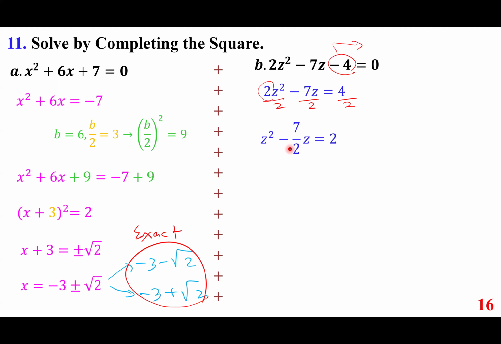We are going to divide it by 2. When you divide a fraction by 2, or by a whole number, just multiply the denominator by it. So it becomes -7/4. 2 times 2 is 4. Square it, 49/16. So B, -7 halves, B over 2, is -7/4, square it, 49/16.